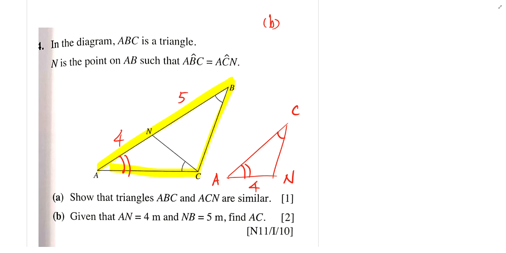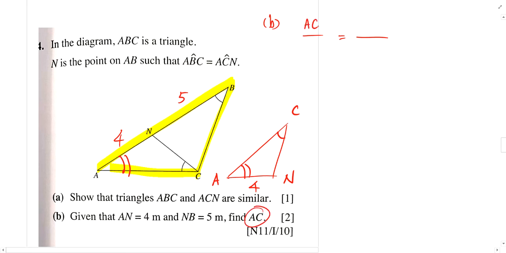Since they are similar triangles, the corresponding sides have the same ratio. So I like to write my unknown value in the top left because I'm going to be expecting a fraction equals to another fraction. I like to put my unknown in the top left hand corner. It's just my habit. Okay, I want to find AC.